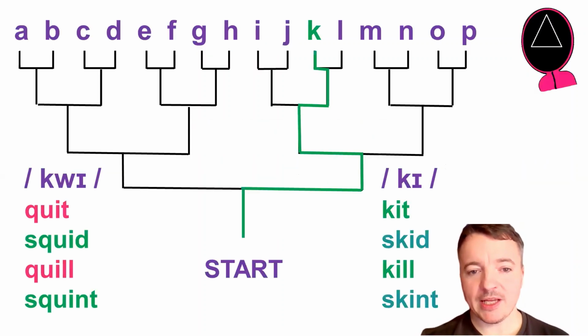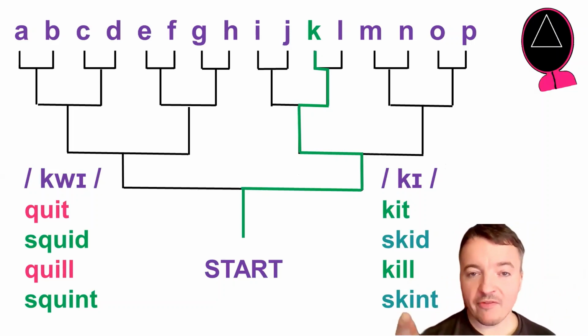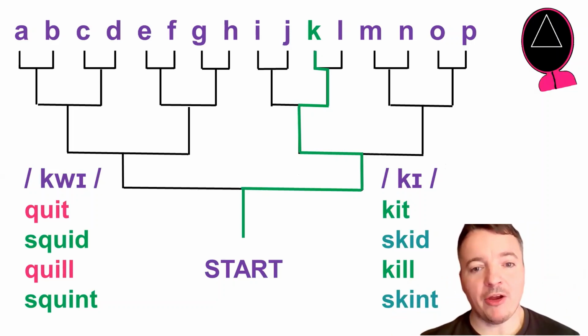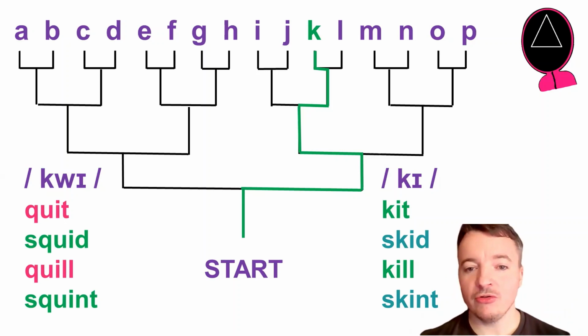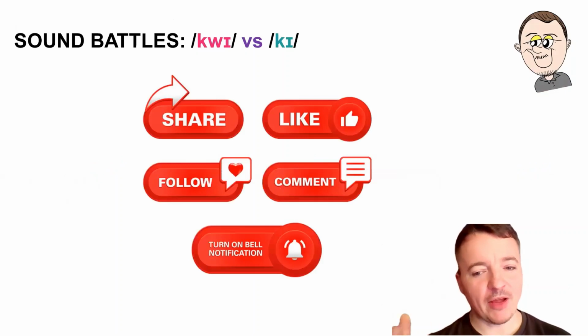By the way, this activity, it's a listening skill, but it's also a speaking skill. So get a friend, get a language learning partner, and test each other. You can use these words, or you can use any words using qui or ki, or any sounds. You can test each other. And it practices your listening skills, also your speaking skills. The squinting skint squid skidded as he quit. It's tricky. Okay, that's it.